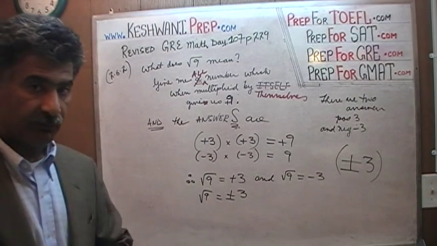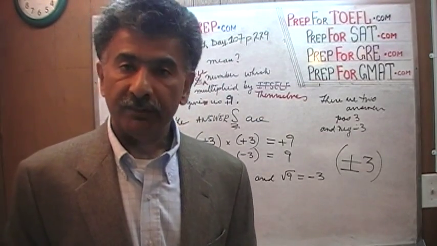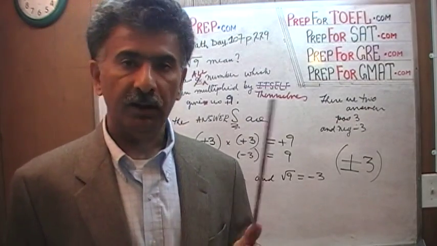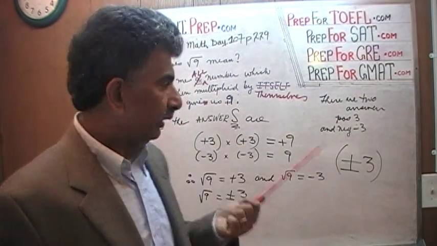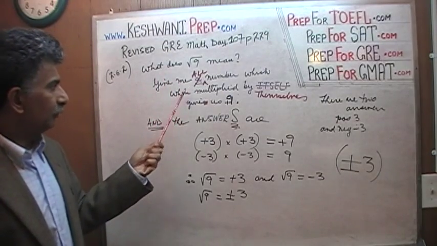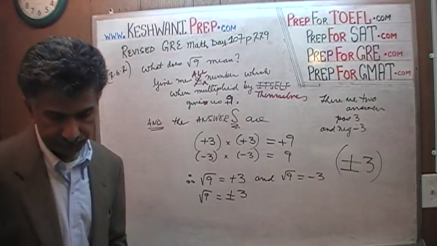If somebody asks you what's the square root of 9, the full and complete answer would be either positive 3 or negative 3. Because negative 3 times negative 3 is 9, and positive 3 times positive 3 is 9. Because that's what the square root means. Square root means give me all the numbers which when multiplied by themselves give us 9.